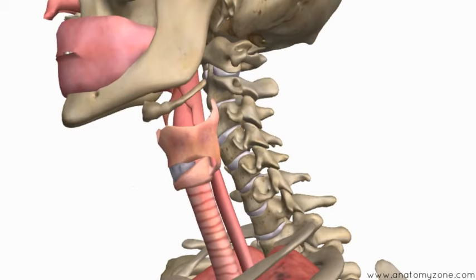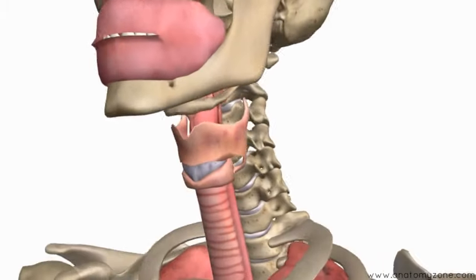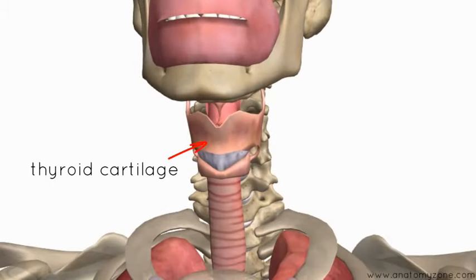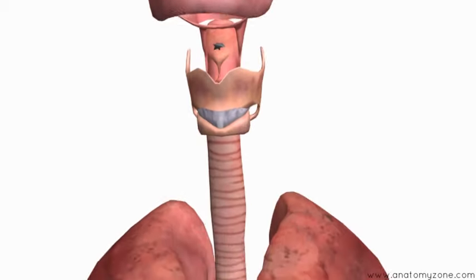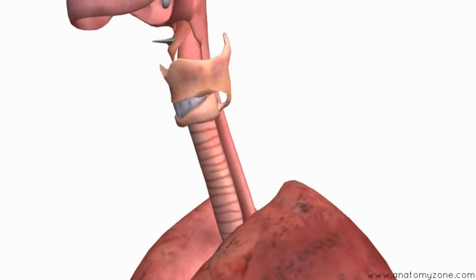This is important in voice production, and also in allowing air into and out of the lungs. The larynx consists of several cartilages, and you can see this big one here. This is the thyroid cartilage, and in males this forms the Adam's apple. I'll do a separate tutorial on the larynx because there's quite a lot to learn. The larynx connects the laryngopharynx above to the trachea below.